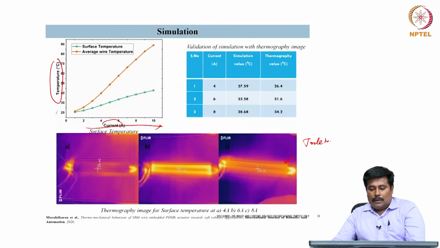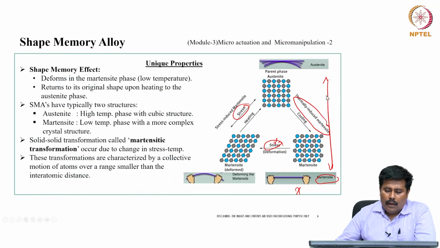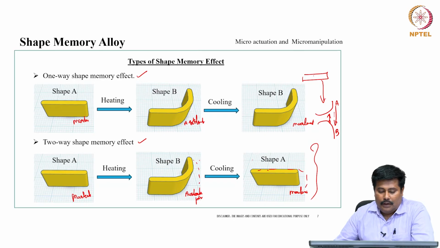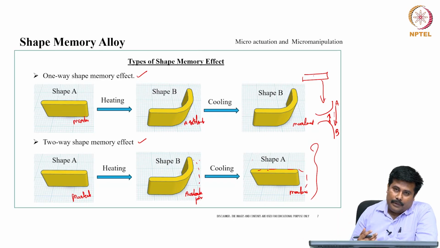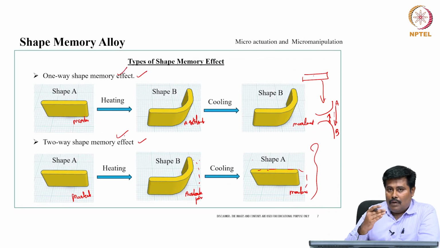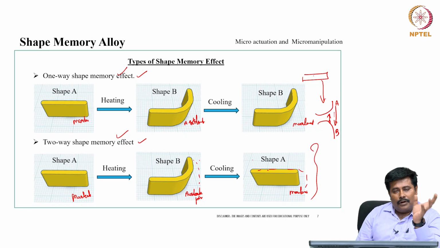So to summarize, we had discussed the shape setting characteristics in a shape memory alloy. In the case of shape setting characteristics, we have discussed the one-way shape memory effect and the two-way shape memory effect, and how the one-way effect is more required for programming the shape memory alloys for different robotic as well as micro robotic related applications.